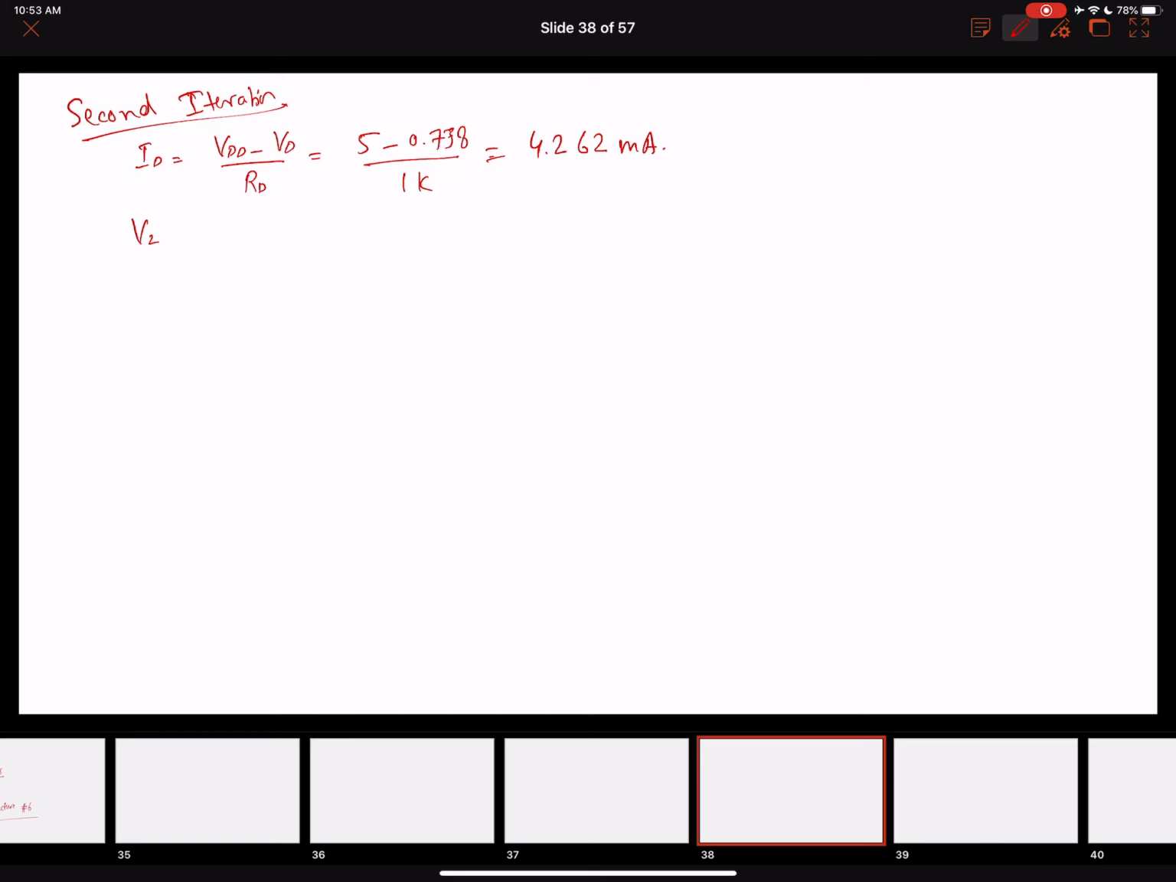Now I already know that. Now I have to find the new value of the VD. So V2 equals V1 plus 0.06 log of I2 over I1. Now I'm going to plug in the values here. My V1 was, and this is coming from the results of the first iteration, 0.738 volts. I1 was 4.3 milliamperes. I'm interested in finding V2 when my I2 is a new value, 4.262 milliamperes.